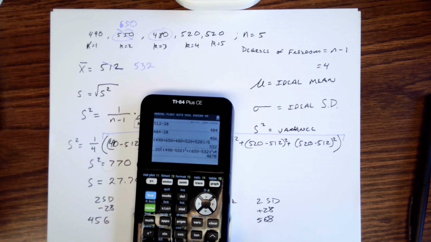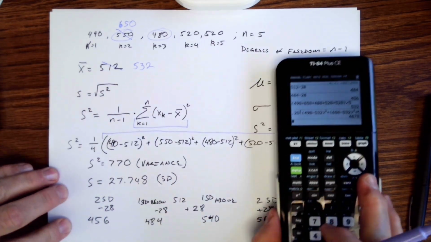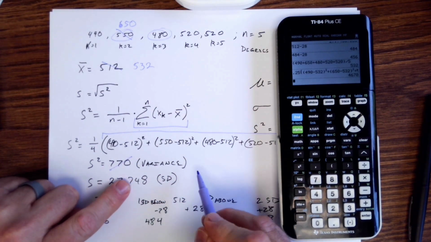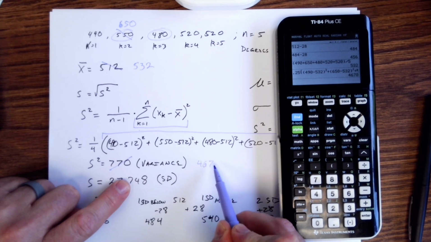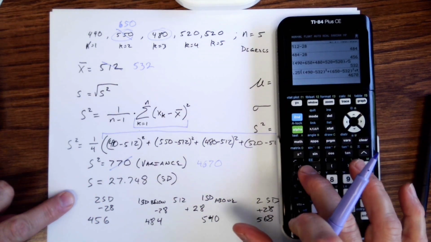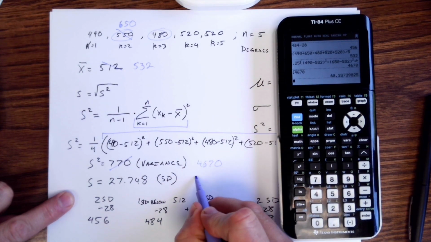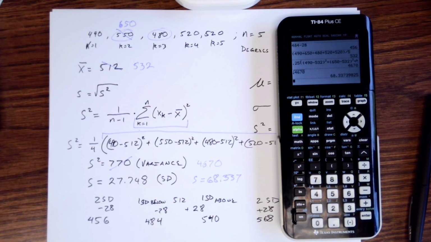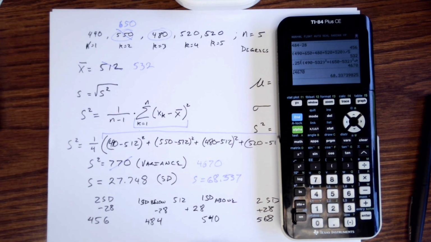And when we do that, that is a much larger variance. Before it was 770. And this is what it's telling us: 770 is a pretty small variance, which means that our data is probably pretty closely related to each other. Now 4670 is our variance. So then we do the square root of that value, and it tells us that our standard deviation is 68.337, which is a very large variance based upon the values we're looking at here.